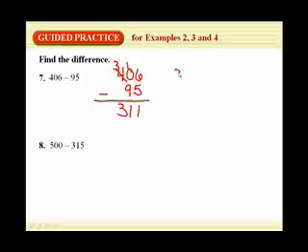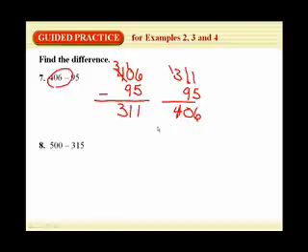So let's check it. 311 plus 95. That's 6, 0, carry the 1, 406, which is what we started with, which is perfect. Okay, now check out this one. We've got some zeros here.